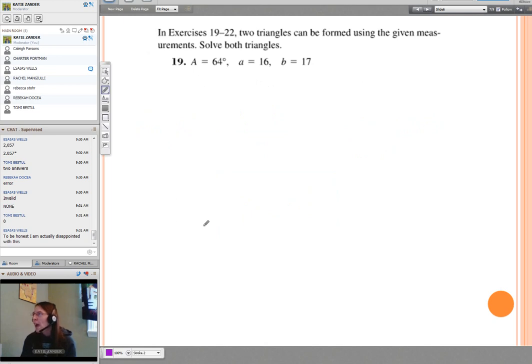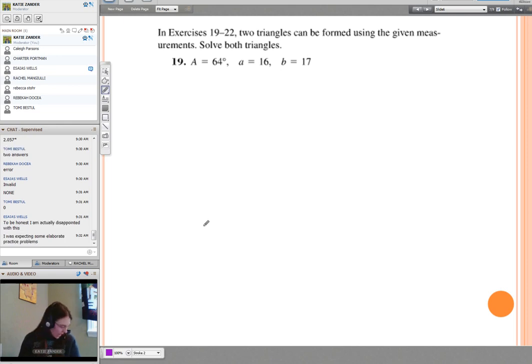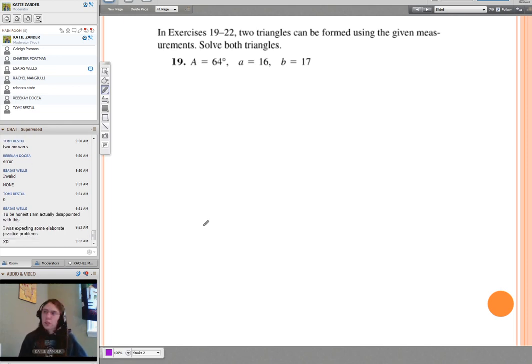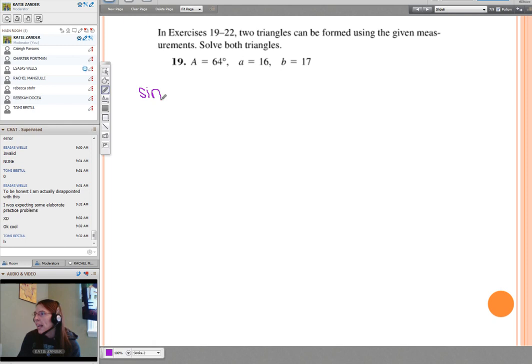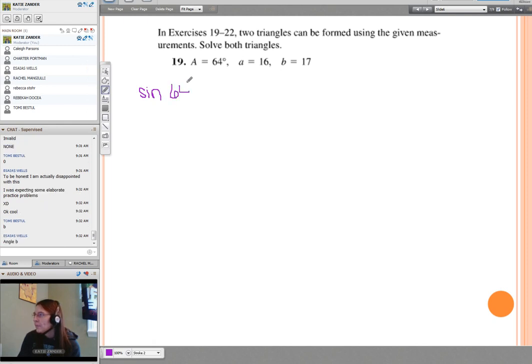All right, 2 triangles can be formed using the given measurement, so solve both triangles. Here you go, Isaias. So it looks like we have another ambiguous case here, and this time they're saying that we can actually solve the 2 different triangles. So again, notice you have side-side angle. So that is your ambiguous case. Red flag should go up there for you. What must we start off by finding first? We got to find angle B. Yep, it's the only possibility for us.